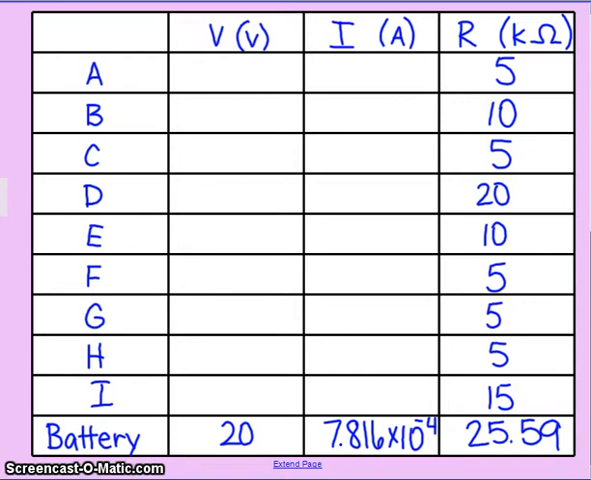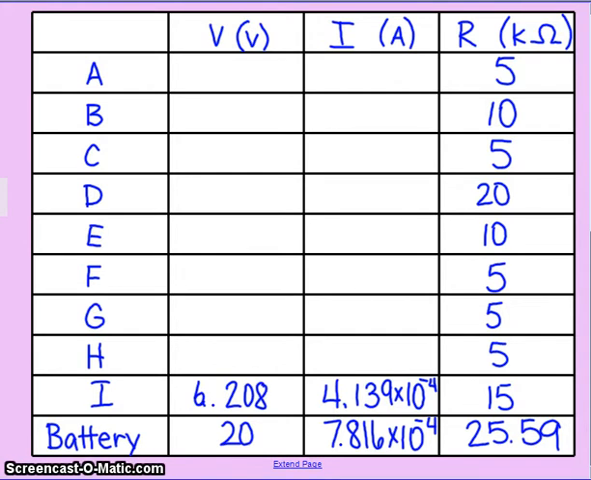And as I said before, its current is 4.139 times 10 to the negative fourth. I can now calculate its voltage by multiplying that number, 4.139 times 10 to the negative fourth, times 15 times 10 to the third. I get a voltage of 6.208.